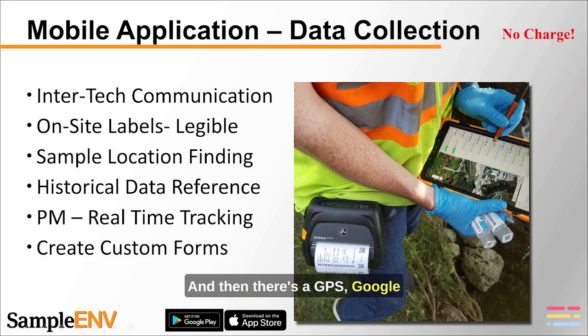And then there's a GPS Google Earth type map on the application. You can see where the sample locations are that you're trying to sample, and you can walk right to it. It'll show you where you're at, so it makes finding sample locations very easy.